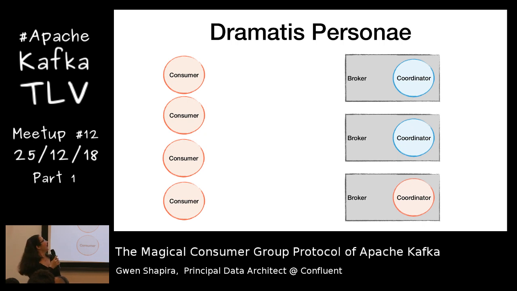Okay, so the things we're talking about. We're going to have consumers that are part of a consumer group. We have all the brokers. A component inside the broker is a coordinator. Every broker has a coordinator that is responsible for the coordination of one or more of the consumer groups, ideally about a fair share of the consumer groups. And the first thing that a consumer has to do is find the coordinator. So let's talk about how that works.